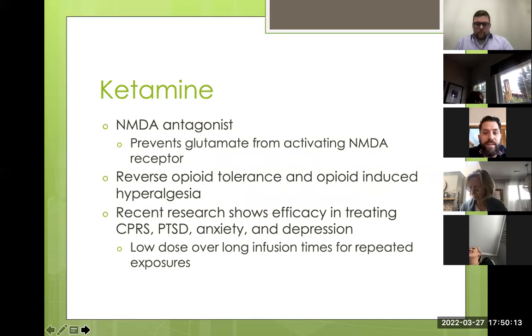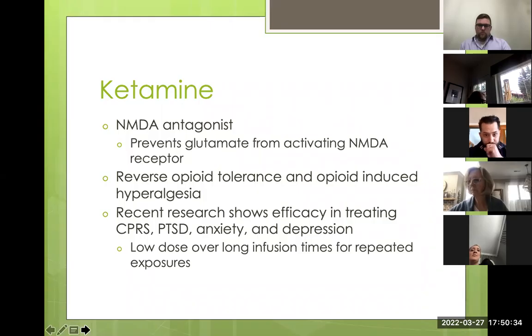So your glutamate antagonist, your most popular one, is going to be ketamine. That's going to prevent glutamate from activating NMDA receptors. It can be used to reverse opioid tolerance and opiate-induced hyperalgesia. Recent research shows efficacy in treating CRPS, PTSD, anxiety, and depression.